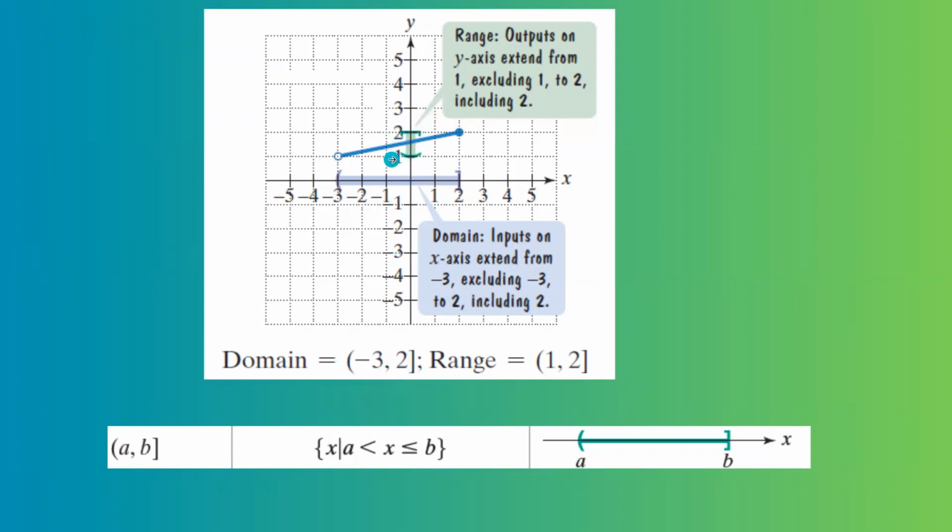The range of the function starts at 1, but 1 is associated with the open circle, which is not in the range. This is just the starting value. And it stops at 2, but 2 is included, so we use a bracket.